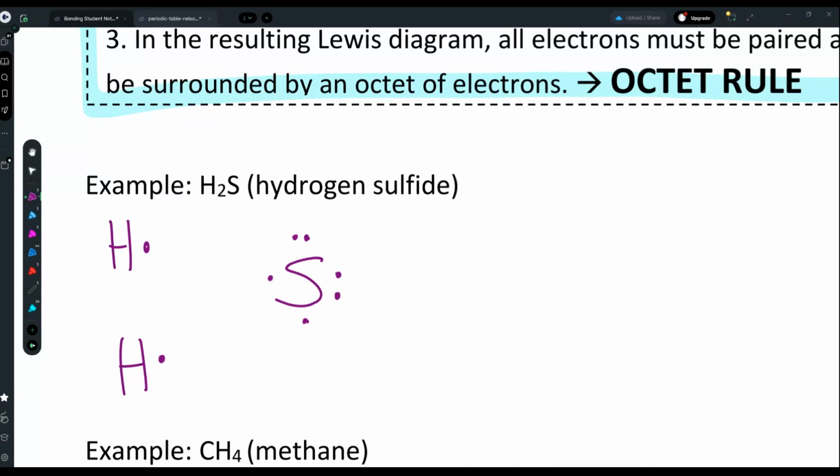Okay, so in order to go from just single atoms into a molecule, we need to pair up our bonding electrons because it takes 2 electrons to create a bond. So how I like to represent that is by circling the electrons that are creating the bond. So I'm creating a bond here and here.